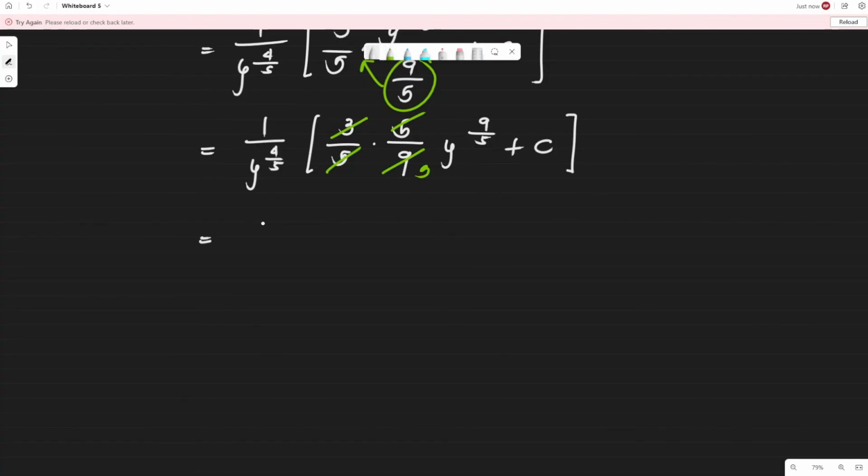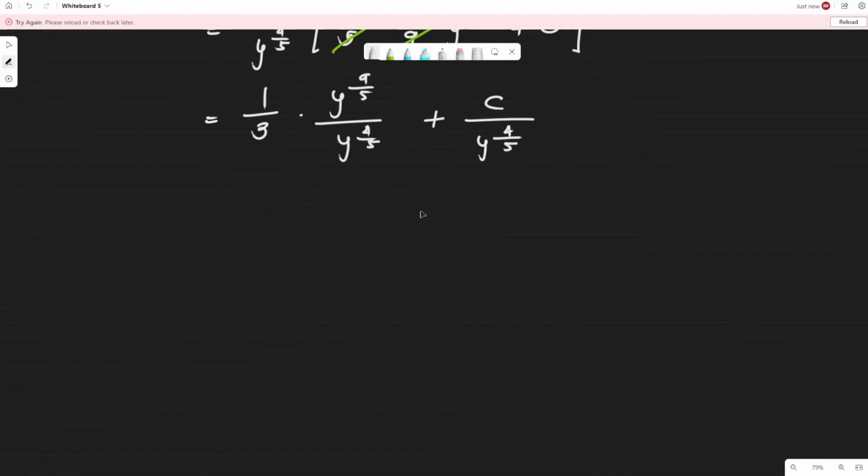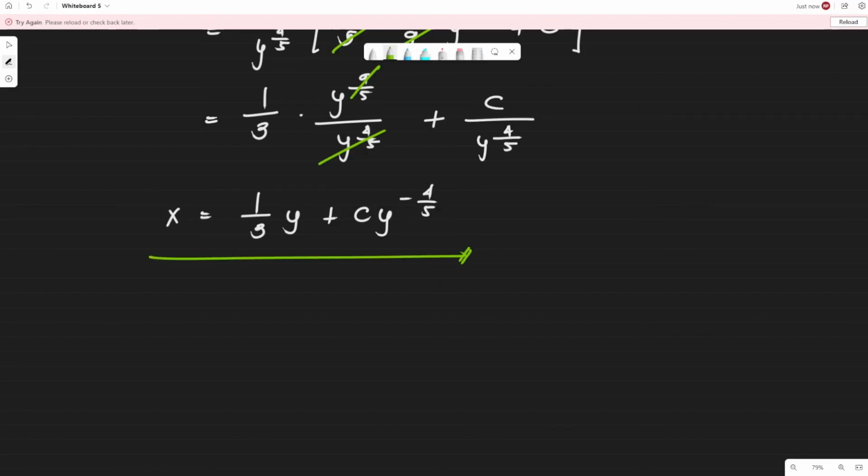you can distribute, no? So we have 1/3 times y raised to 9 over 5 over y raised to 4 over 5 plus C over y raised to 4 over 5. Okay? So can cancel this, no? And this one. No, bakit? 9 over 5 minus 4 over 5 is 5 over 5 and it is equal to 1. Okay? So, medyo in-speed calculation ko lang. Okay, kasi 'di ba magma-minus silang dalawa pag same base naka-divide, pag ma-minus yung exponents. So, 9 over 5 minus 4 over 5 is 5 over 5, simply equal to 1. So, therefore, our solution is x is equal to 1/3 y plus c y raised to negative 4 over 5. Okay, this can be our final answer.